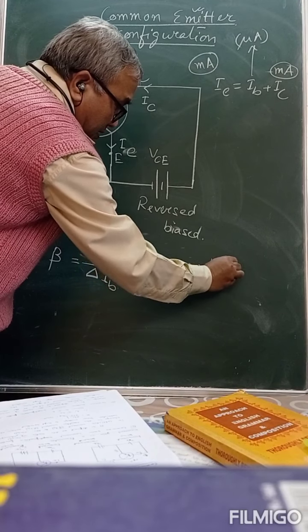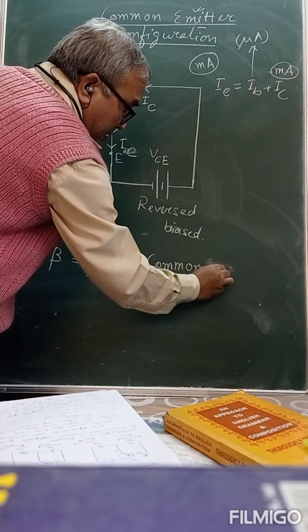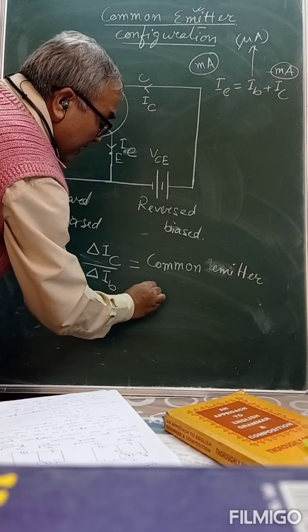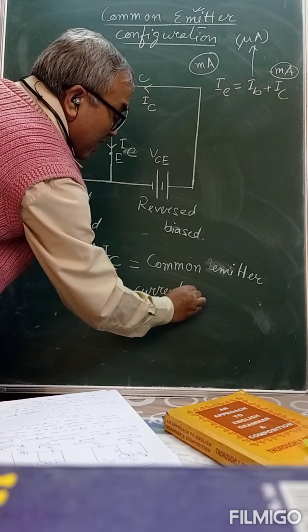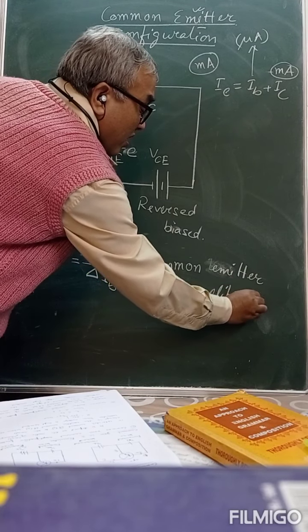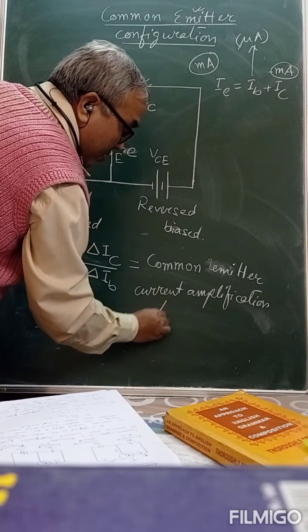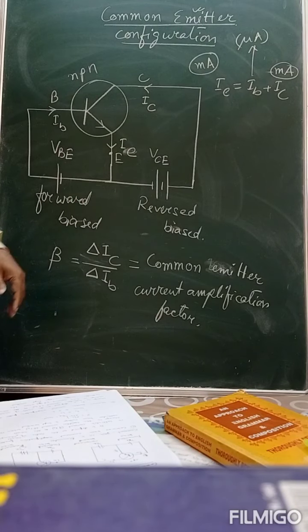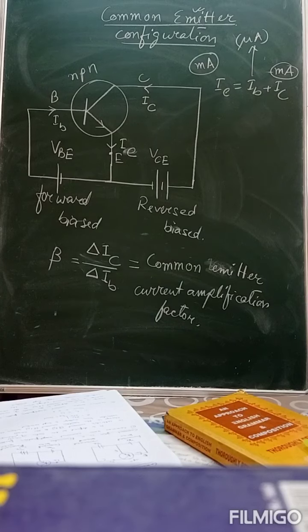common emitter current amplification factor. It is also a dimensionless and unitless constant. Common emitter current amplification factor. This is called beta.